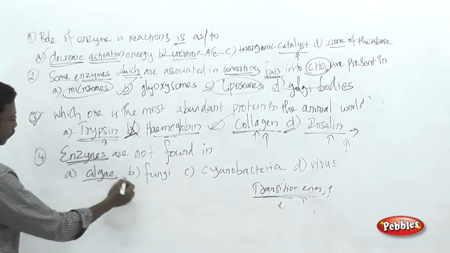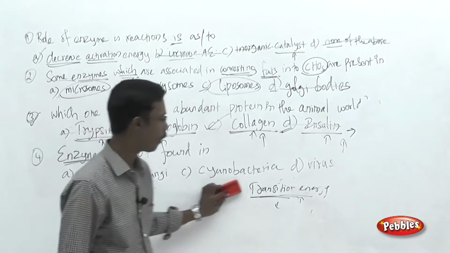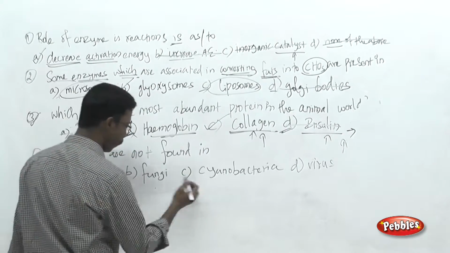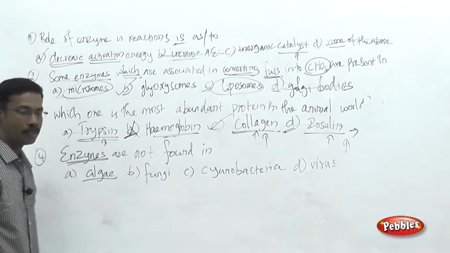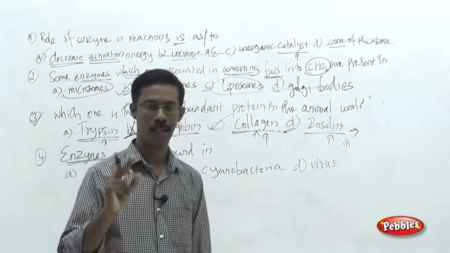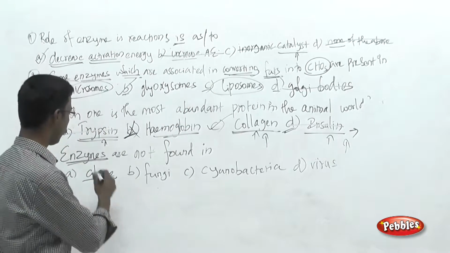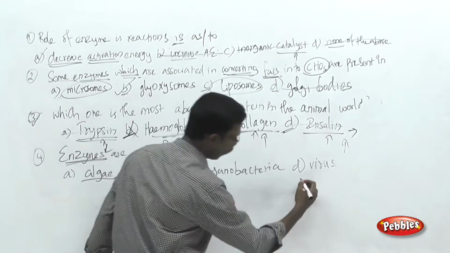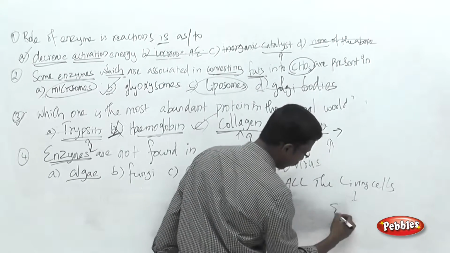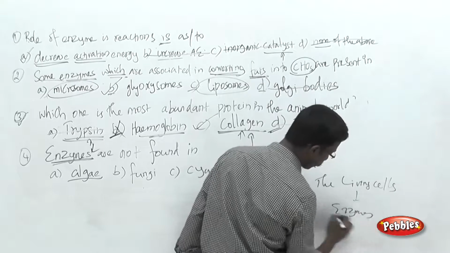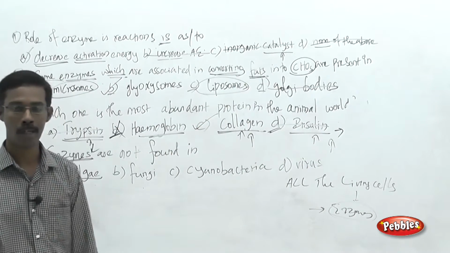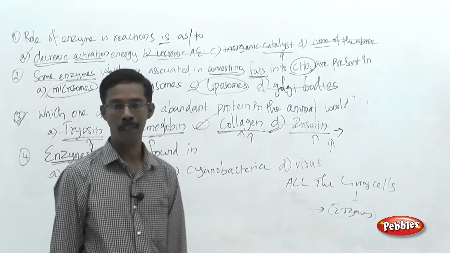Okay, see the choices: algae, fungi, cyanobacteria and viruses. And you may get confused with the terms cyanobacteria, fungi and algae. Just remember one thing: all the living cells possess particular enzyme groups. Okay, all the living cells have structures called enzymes. If there is no enzyme, then we cannot call that particle or structure a living cell.